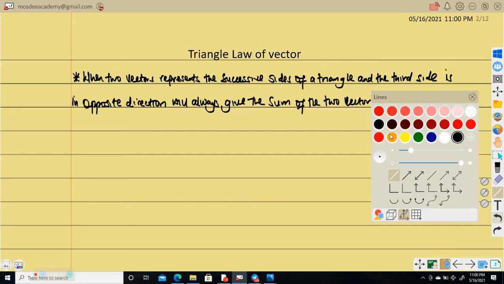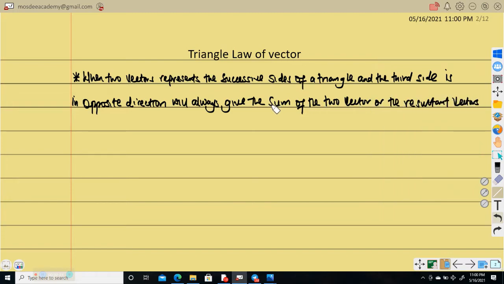So if you're asked to state the triangular vector law, it's very simple to write. You just state to the examiner that when two sides of a triangle represent the two sides of a vector, and the third side is always acting in opposite direction, we always give the sum of the two vectors, which is also called the resultant vector. So I hope you understand this, and let us consider what we're talking about.